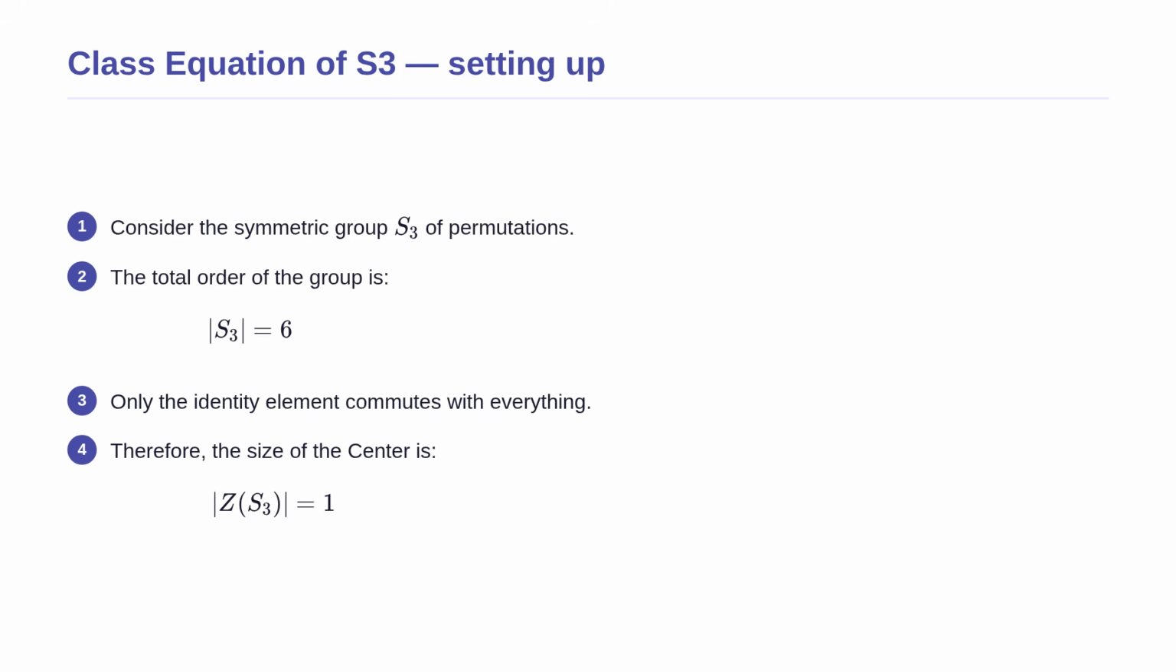In S3, the only element that commutes with every other element is the identity element, which means doing nothing to the items. So, the center has a size of exactly 1. We will use this to start our equation.